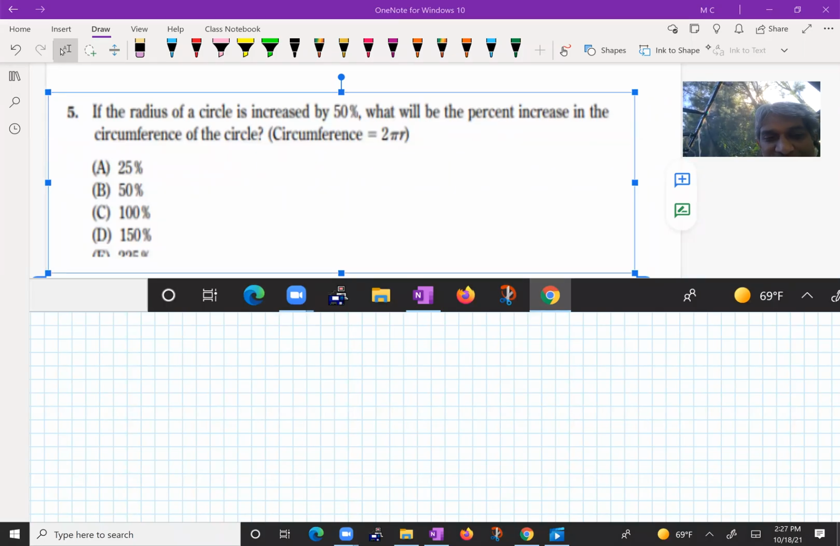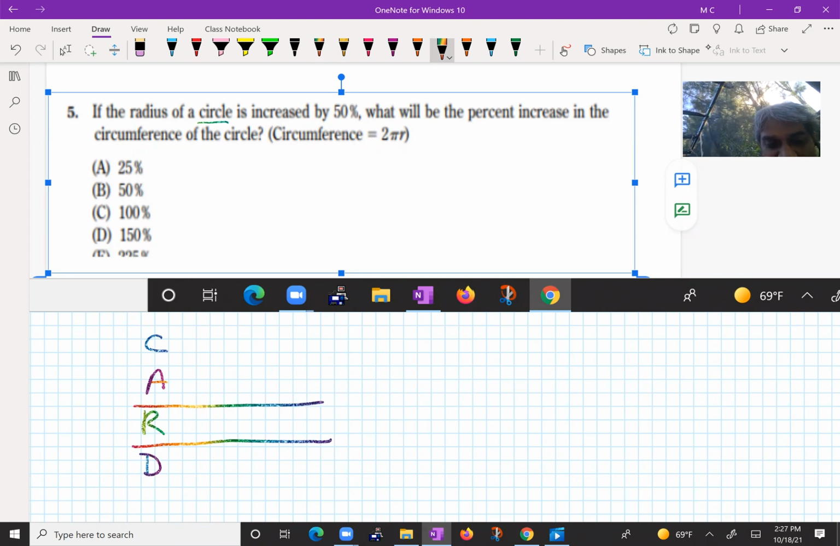Hello everyone. Today I'll teach you 4 cool techniques for the tests, and these techniques will make the exam a lot easier for you. Whenever you see a circle, write down cards: circumference, area, radius, diameter. These are 4 properties of every circle, and they're all related. And you absolutely must know the formulas for this.